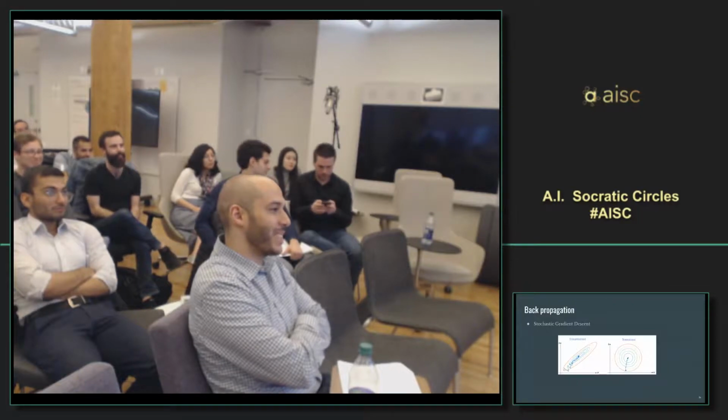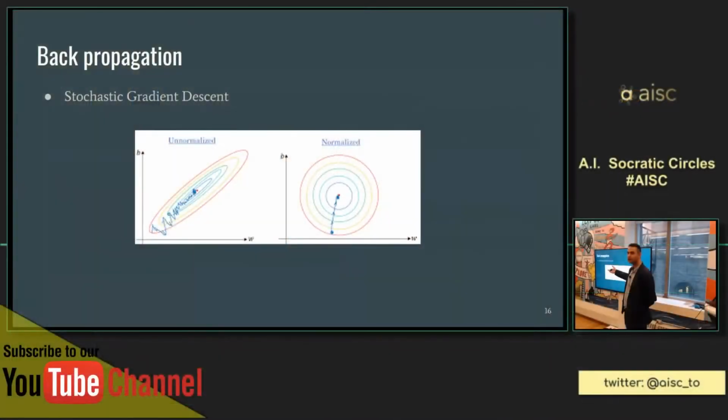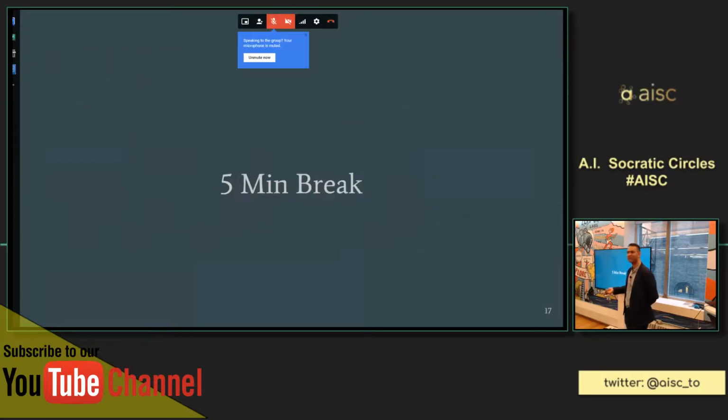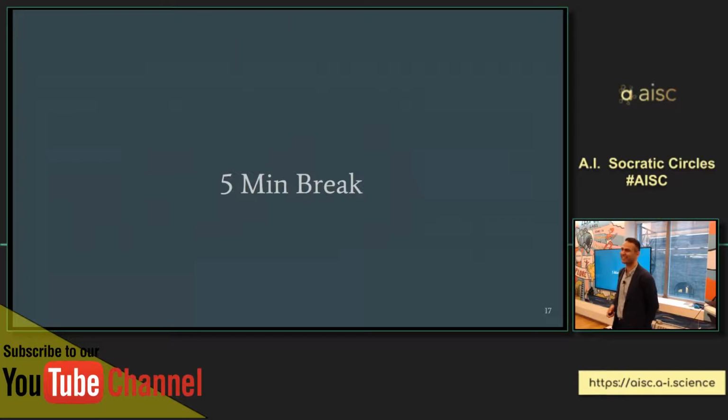Then we pass the signal of the loss function by back propagation, which can be stochastic gradient descent or the Adam optimizer or something like that. Okay? So that's the whole architecture. And now we go through 5 minutes here, and then we can discuss it.